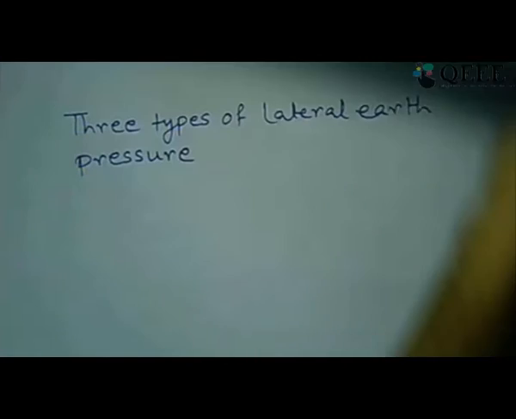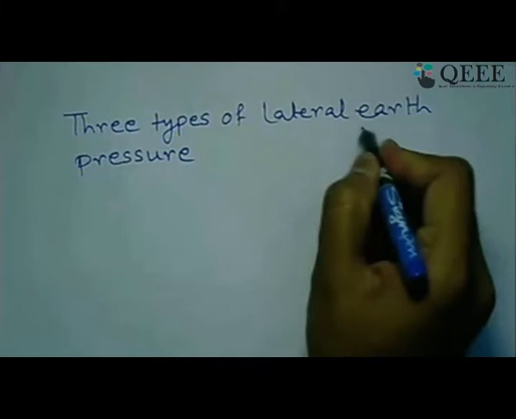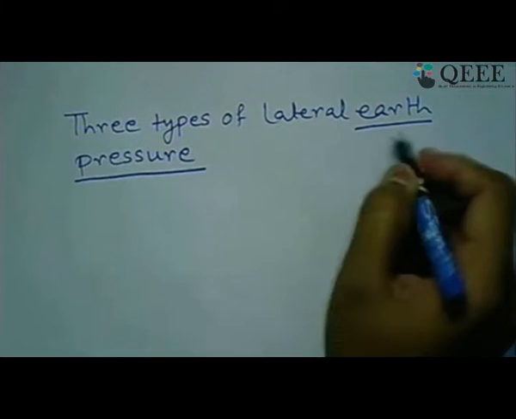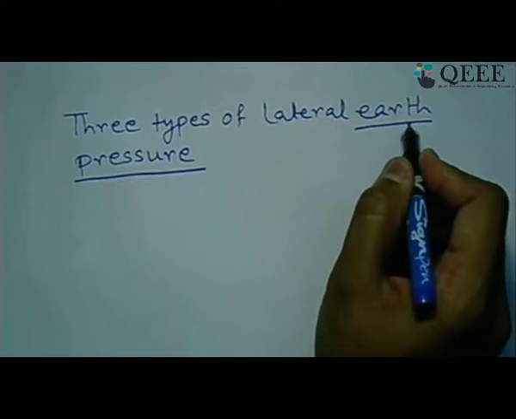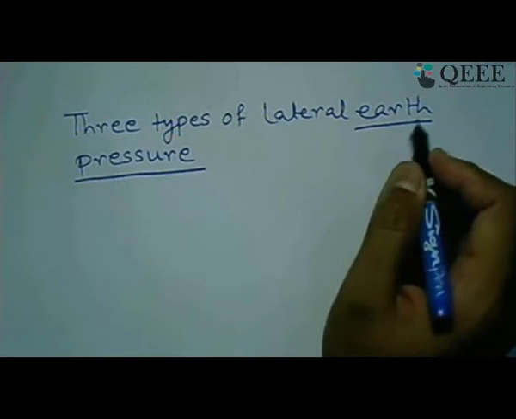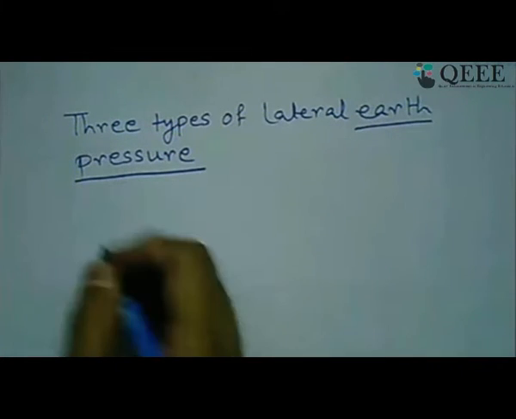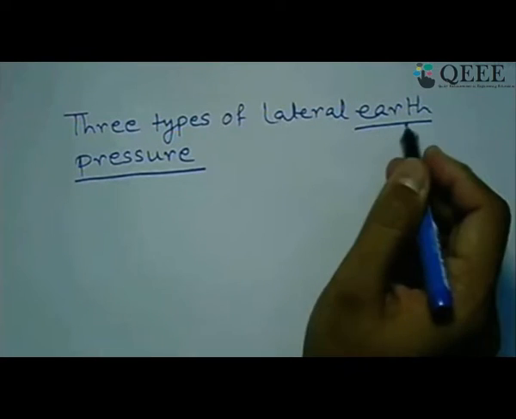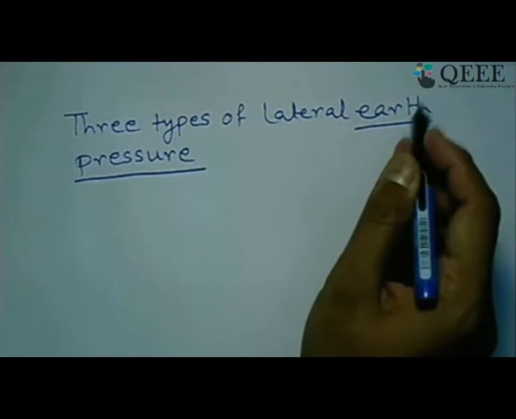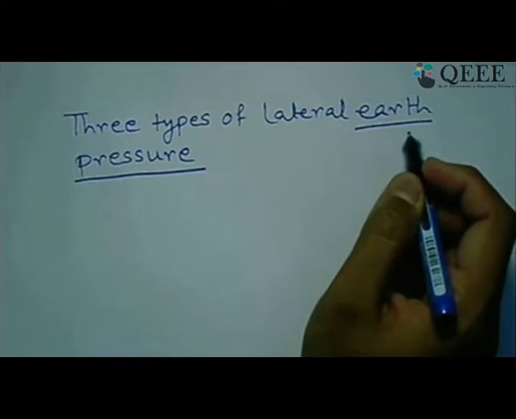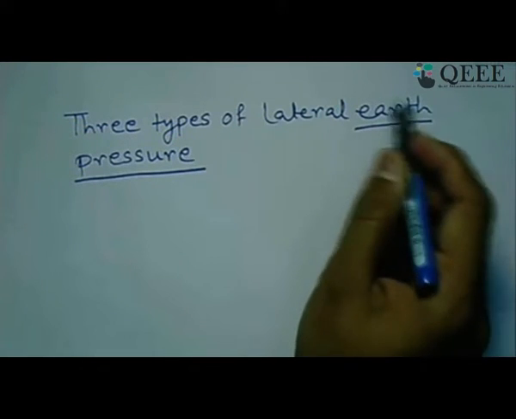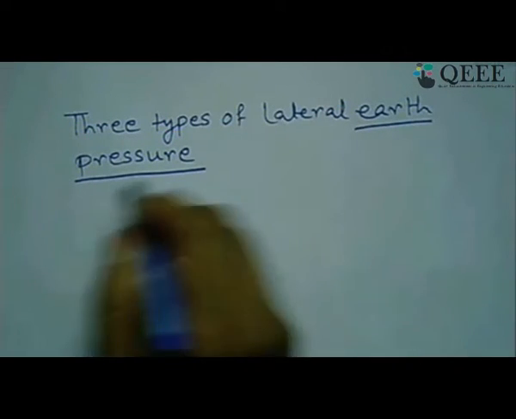So whenever we are using the terminology earth pressure, we have to be very sure that this is the pressure exerted by the earth or soil. It is not the water pressure if there is a presence of water. In case of dry soil, of course, the total pressure equals the earth pressure. But if it is a moist soil or the water table is within this layer, then the total pressure will be a combination of earth pressure plus water pressure.